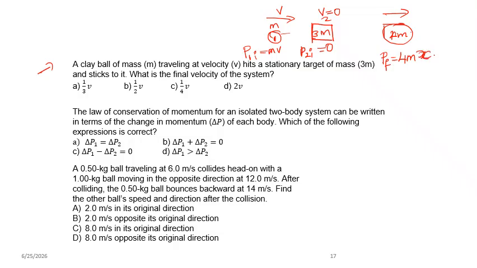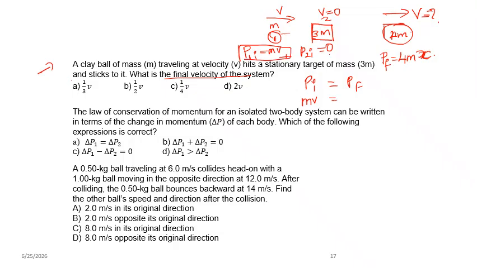Now what do they demand? They are asking for the final velocity, the velocity of the system, so we need to calculate that. How do we do it? According to conservation, P initial must be equal to P final. What is P initial? You need to add the two together, but one is 0, so P initial will be P1 initial, which is mv. Only this will be counted for P initial.